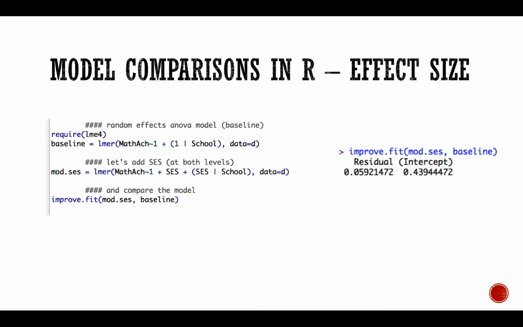So, model comparisons in R. Here's how we're going to do it. On the left, we see that we have a random effects Anova model. First we're going to require lme4, and then we're going to use the lmer function. Just as I showed you last week, we have math achievement tilde 1, which says just fit an intercept, or in this case, just estimate a mean, and then allow the mean to differ between schools. So that's going to be our baseline model. And now we're going to do a second model called mod.ses, where we are just going to add the predictor socioeconomic status, both as a fixed effect and as a random effect.